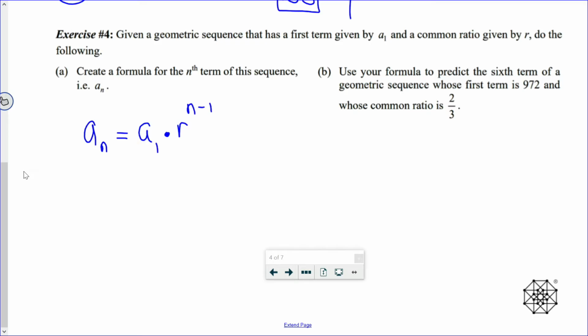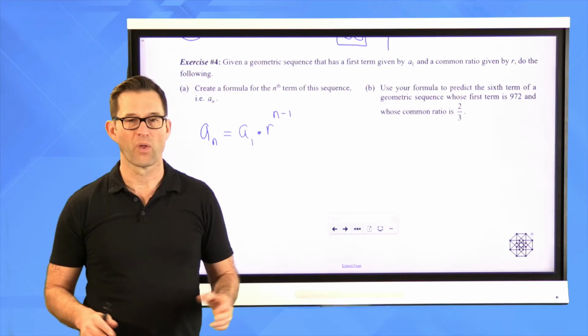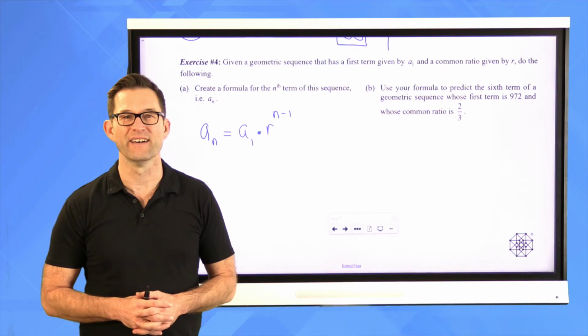Now let's take a look at letter B. Use your formula to predict the 6th term of a geometric sequence whose first term is 972 and whose common ratio is 2/3. All right, well, go for it. See what you get.